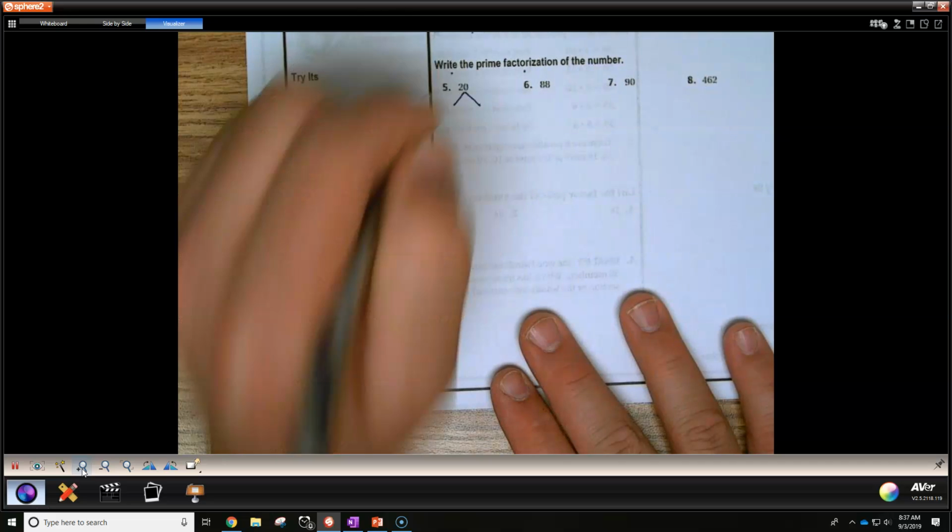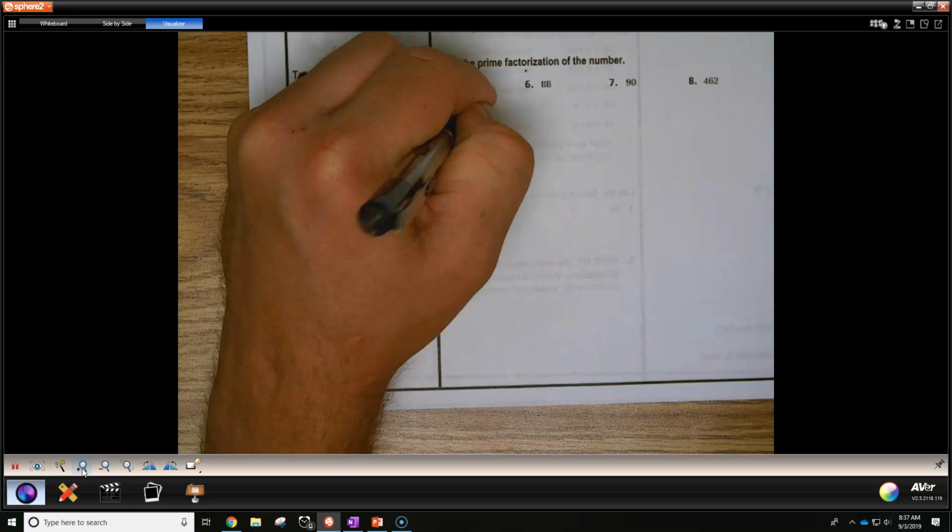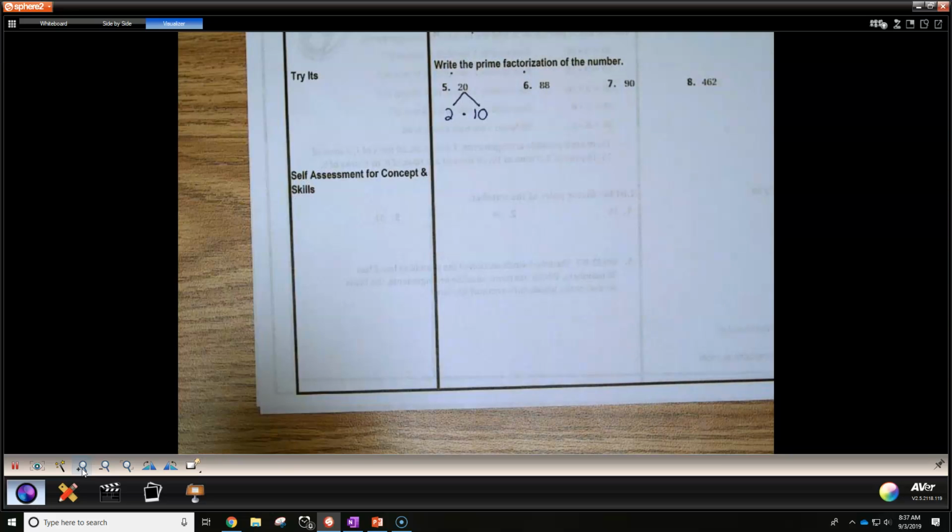20 is not prime. Can anyone tell me a factor pair of 20? Andrew. Okay, 2 times 10. Everyone should write that down. Is the number 2 prime or composite? It's prime. Let's circle it.